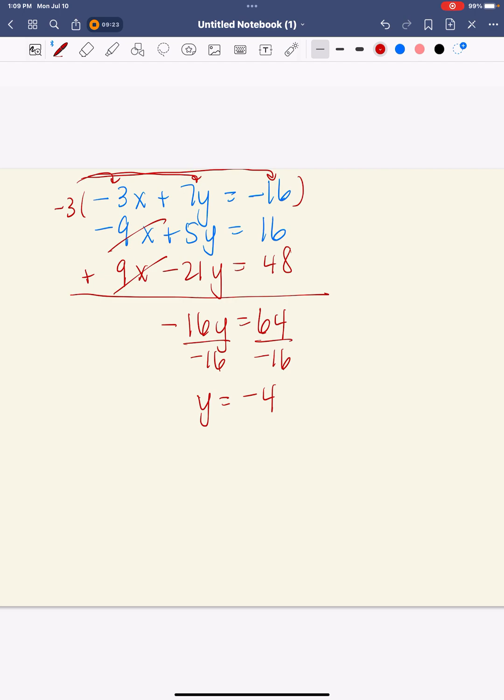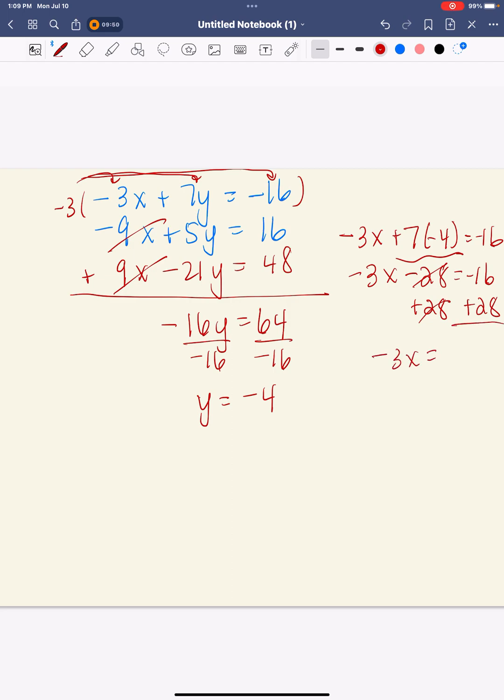Now from here, we're going to go ahead and get the x coordinate. Remember, use the blue equations. Don't substitute back into the red. So I'm going to use the top one. So I got negative 3x plus, where that y is, I'm going to put a negative 4, equal to negative 16. And now I can figure out what x is. So this is negative 28 equal to negative 16. We're going to move that 28 by inverse operation to the other side. We got negative 3x is equal to, we're going to subtract.